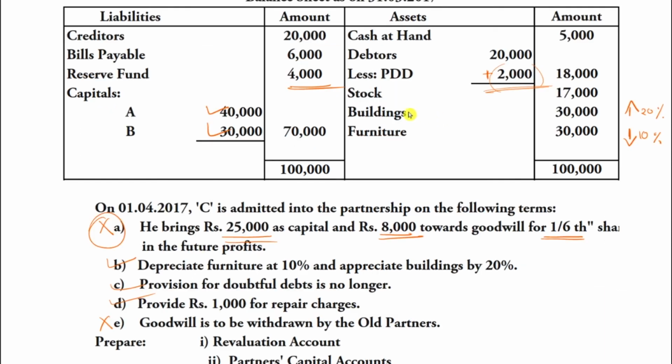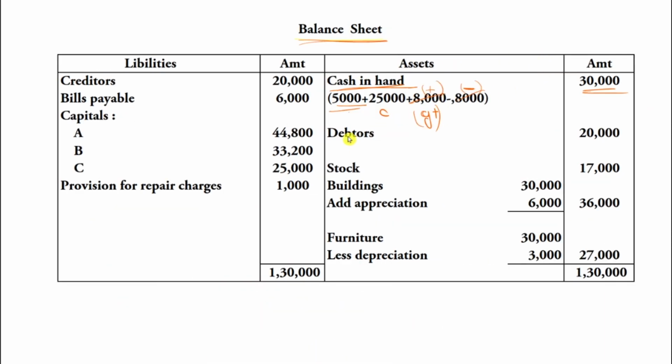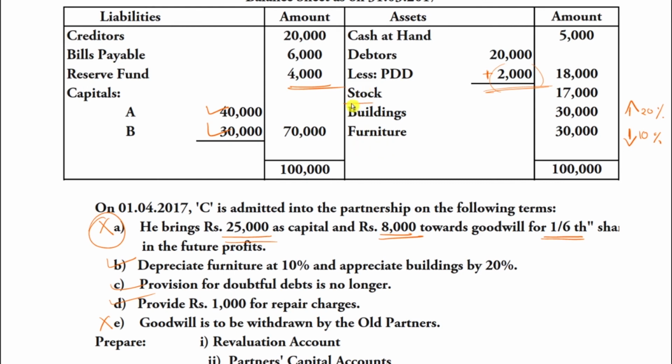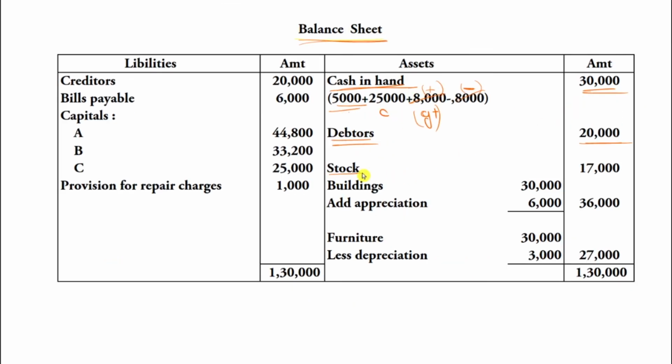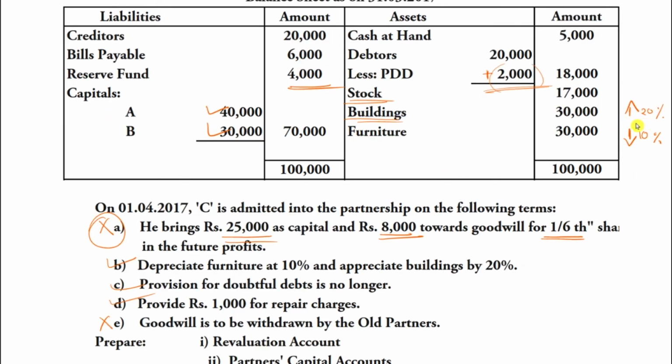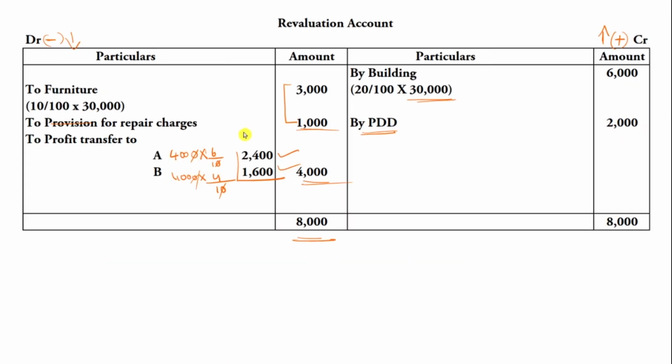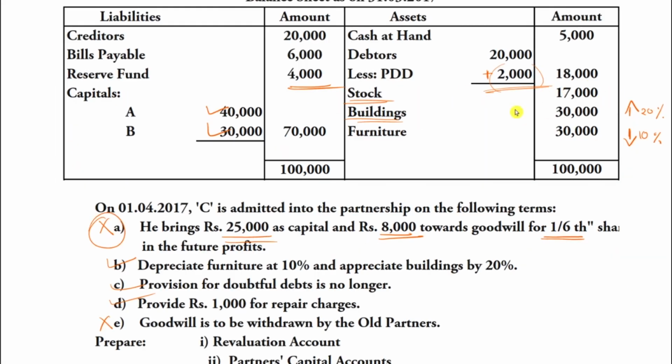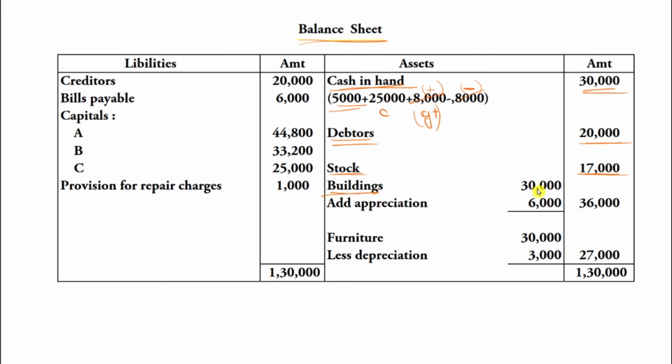That's our amount. Next we have debtors 20,000. There is no change because we already added that. Nothing is to be written here. Next we have stock 17,000. Again the stock will be the same, nothing special there. Next the building is appreciated 20%. So the appreciation amount is 6,000 rupees. You need to add the appreciation amount for the building. So the building amount is 30,000, add appreciation of 6,000, so that will become 36,000.